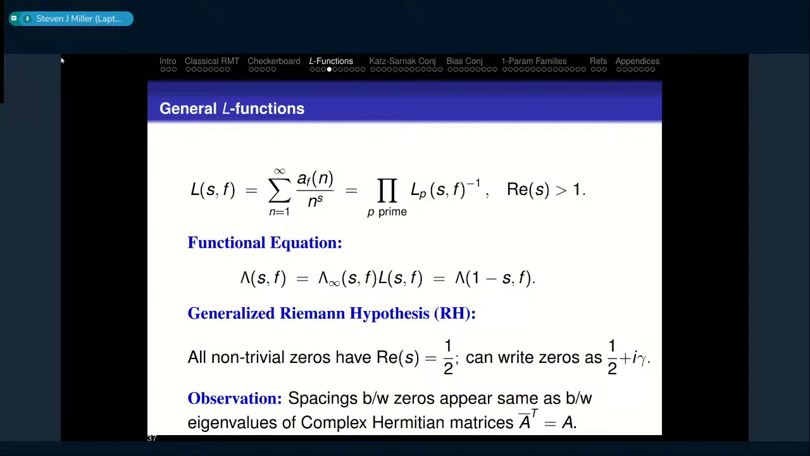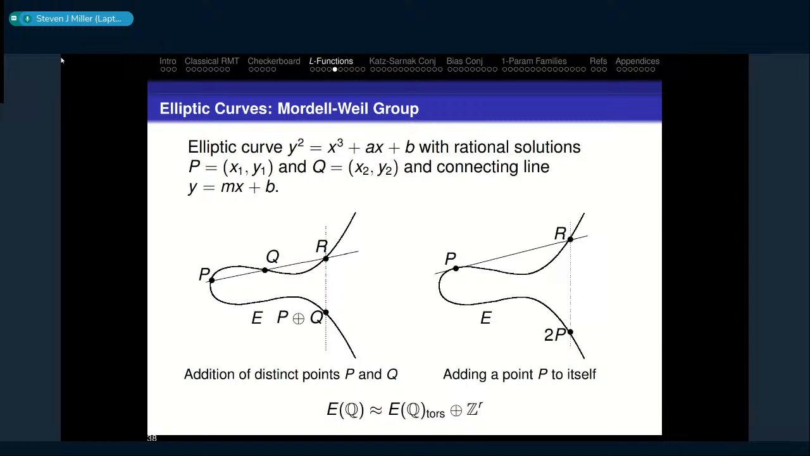A great source of examples for L-functions come from elliptic curves. One of the nice things about being a postdoc at Brown is Joe Silverman was kind enough to give me the images from his book. So, if you've read any of his books on the arithmetic of elliptic curves, you probably recognize these pictures.